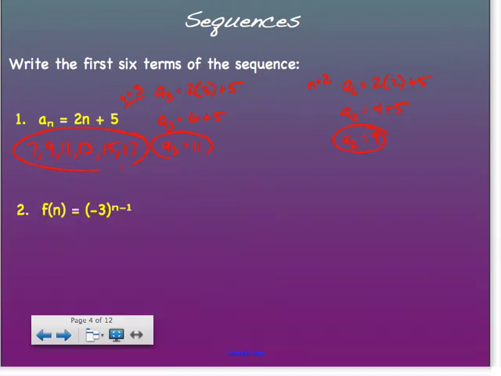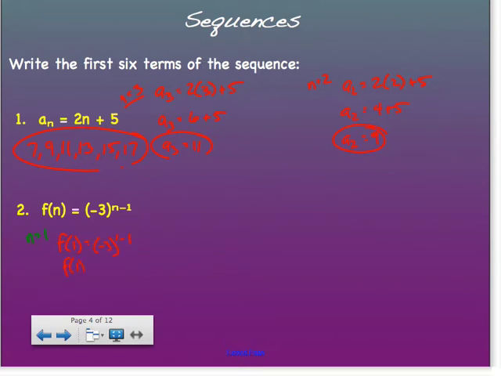What if you have this one? Well, if you have f of n is equal to negative 3 to the n minus 1. Again, I want to use my starting point. My starting point for my inputs is when n equals 1. So when n is equal to 1, I'm going to try and use red again. f of 1 is equal to negative 3 to the 1 minus 1.